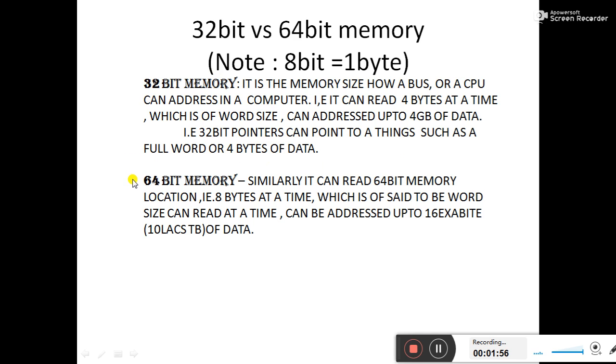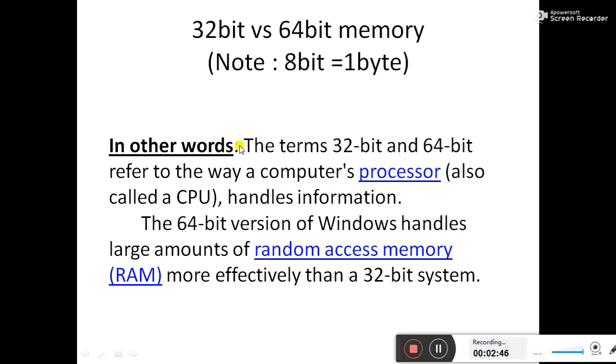And similarly, if you go for 64-bit memory, it can read 64 bits of memory location at a time. That means 8 bytes can be read at a time by the 64-bit CPU or bus, which is the word size. The 64-bit processor can address up to 16 exabytes of data, which is 10 lakh terabytes equivalent. So these are the differences and the definitions. In the next slide I will discuss it as a whole.